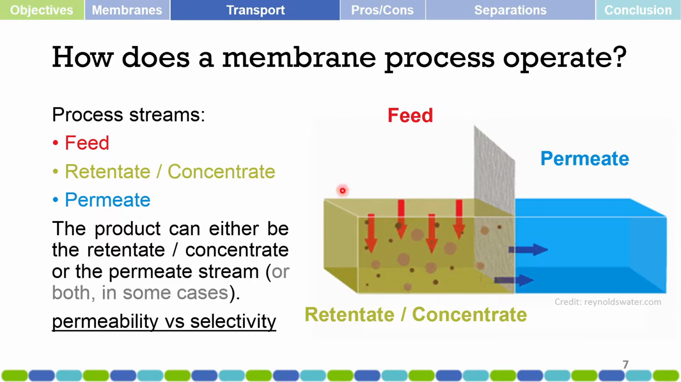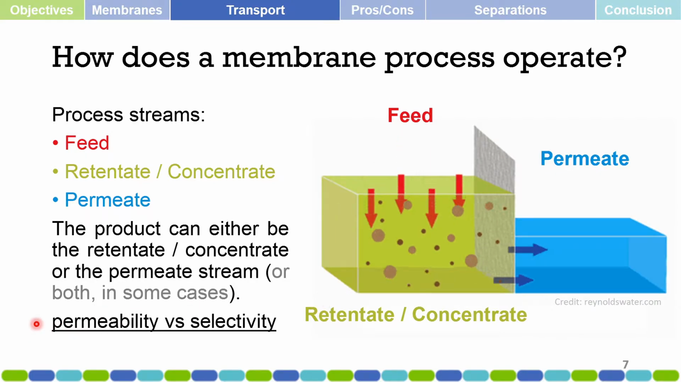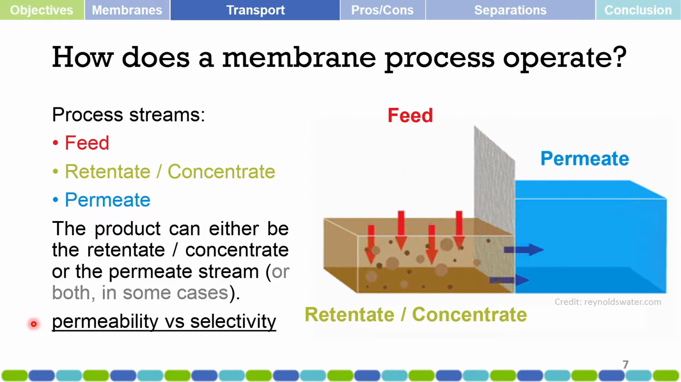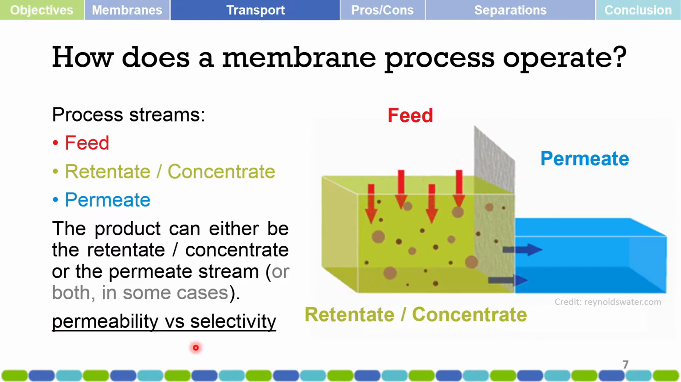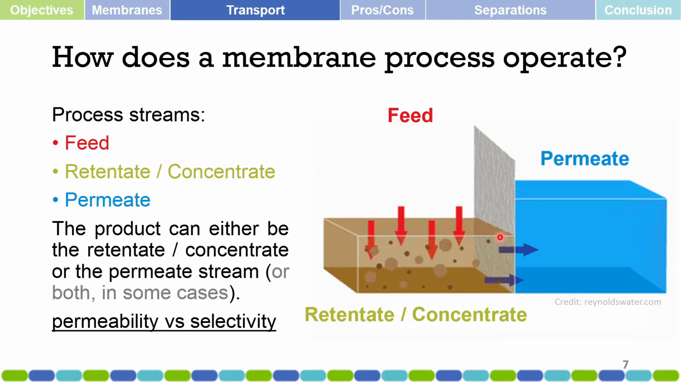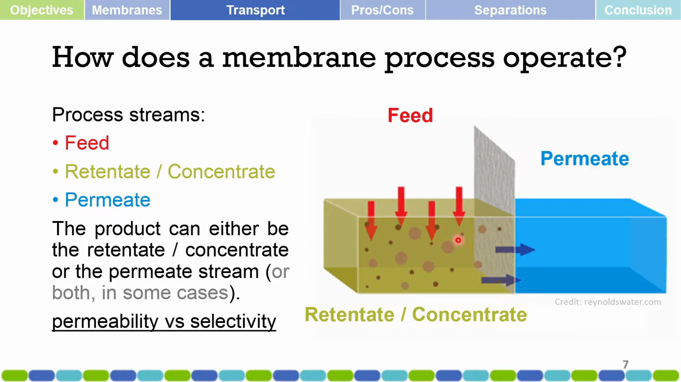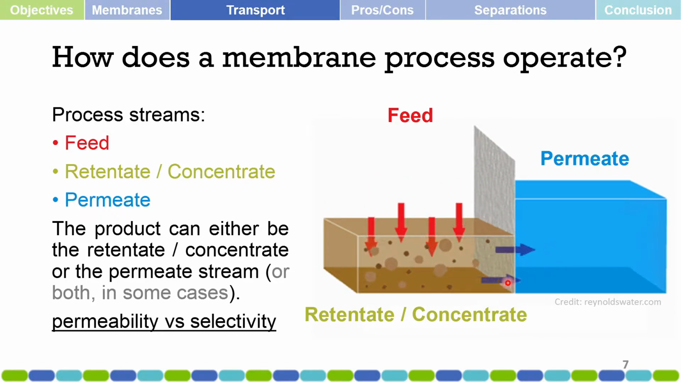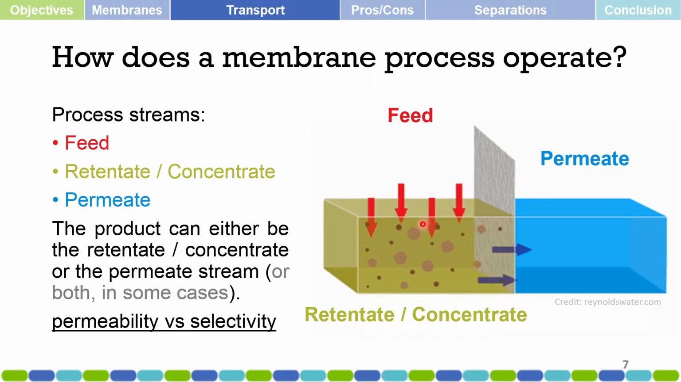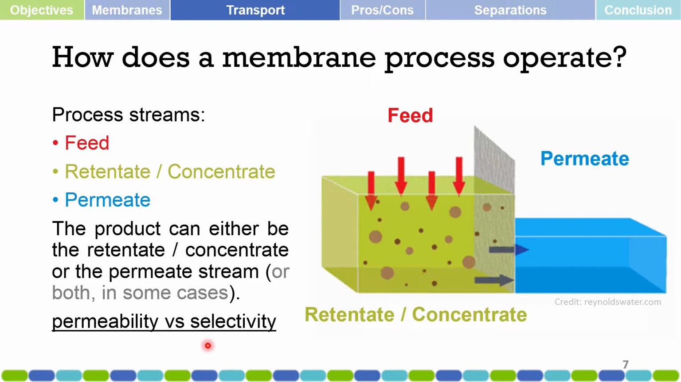In a membrane process, there are two key performance indicators that we need to know. What are these key performance indicators? These are the permeability and the selectivity. Permeability quantifies how easily a component can pass through the membrane into the permeate side. On the other hand, selectivity evaluates how much of a component is rejected into the retentate or concentrate.